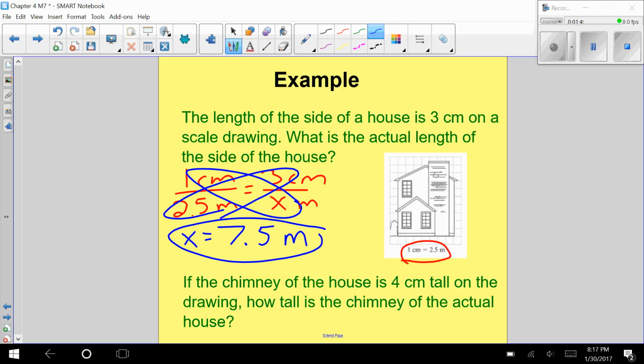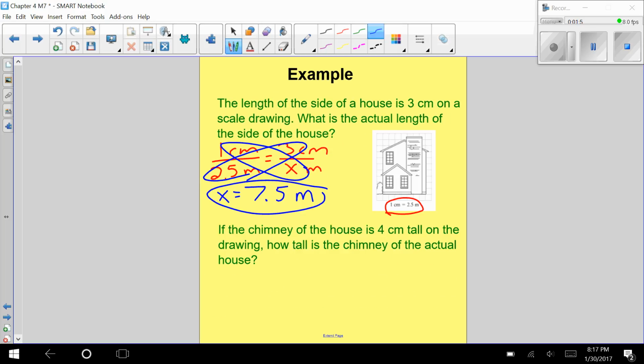There's our answer. If the chimney of the house is 4 centimeters tall in the drawing, how tall is the chimney of the actual house? Try this one on your own. Well, just like the other one, we want to start with 1 centimeter over 2.5 meters equals 4 centimeters over x meters. We cross multiply, and x equals 10 meters.